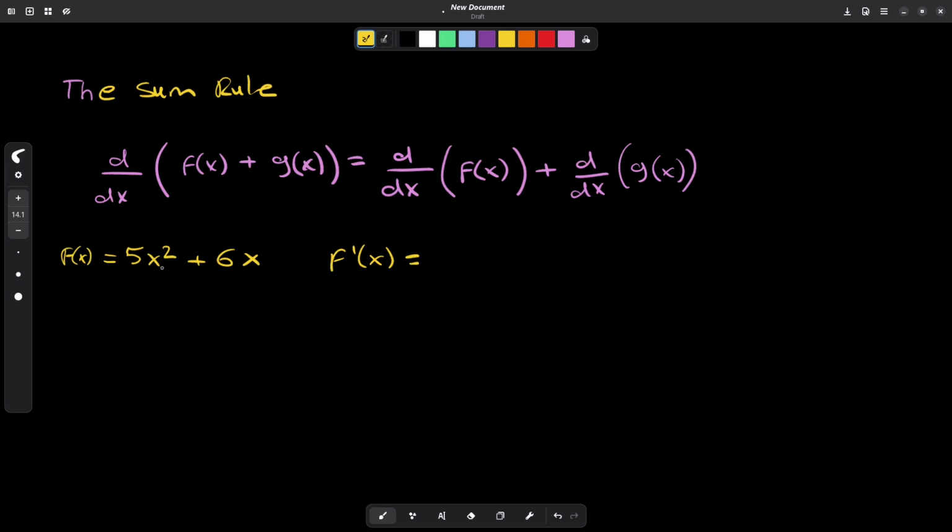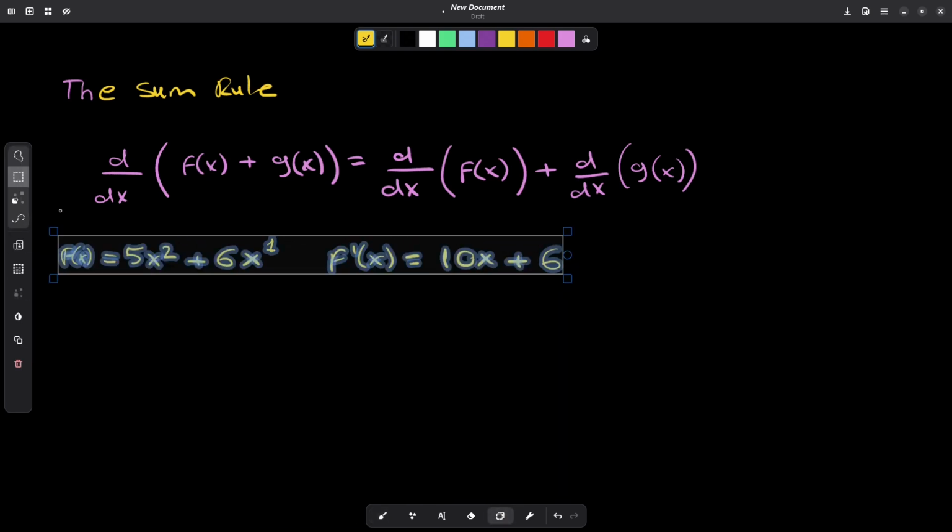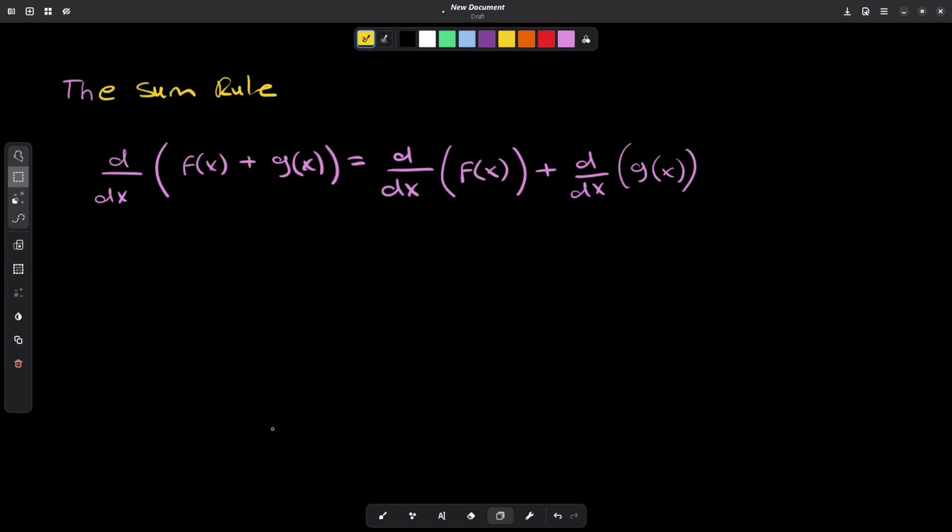We can evaluate the derivatives for each term. So the derivative of 5x squared is 10x, right? Because we drop the 2 to the front, multiply to get 10, and 2 minus 1 is 1. Plus the derivative of 6x, the power of x is 1, right? So we get 6, because 1 minus 1 is 0, so x to the 0 is 1. This was a really simple example, right? So now let's try to show that this is correct by our limit rules.